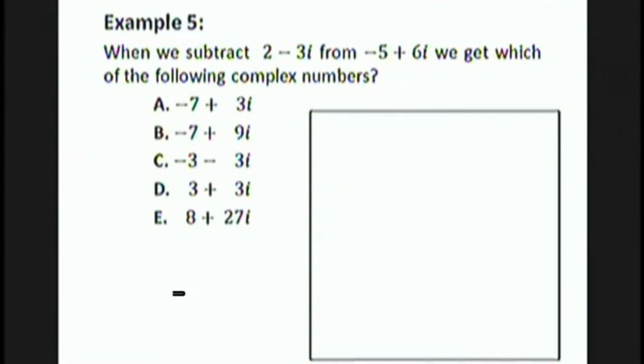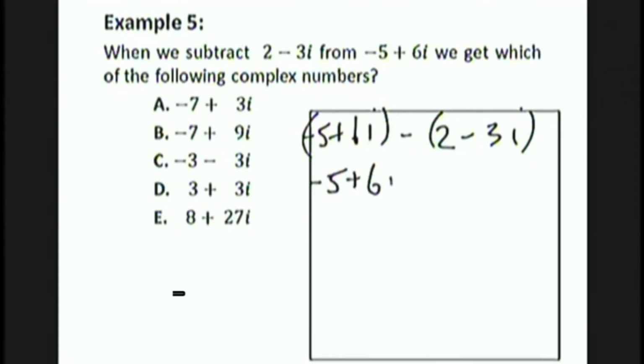Another example. When we subtract 2 minus 3i from negative 5 plus 6i, we get which of the following complex numbers? Okay, so I could do this a couple of ways. I could do negative 5 minus 2 and then do 6 minus negative 3. The double negative might be a little confusing, so let me start by distributing that minus sign.